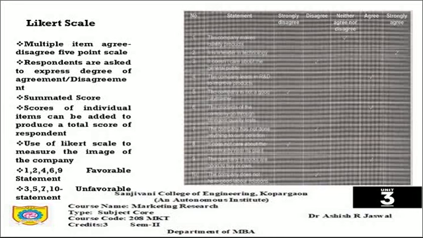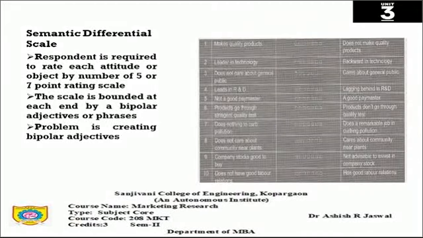Generally, the Likert scale is used to measure the image of the company, and the statements are classified into two types, favorable statements and unfavorable statements, and we try to take the opinion. Similarly, there is a second type of scale which is called the semantic differential scale.